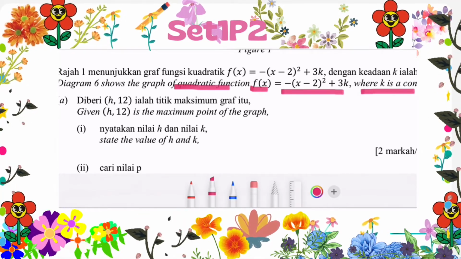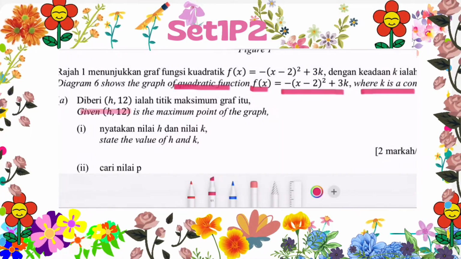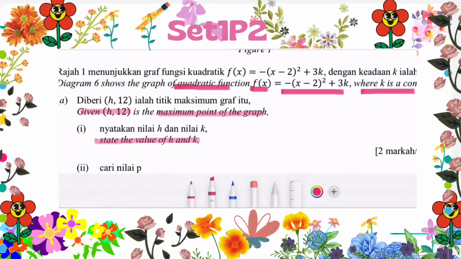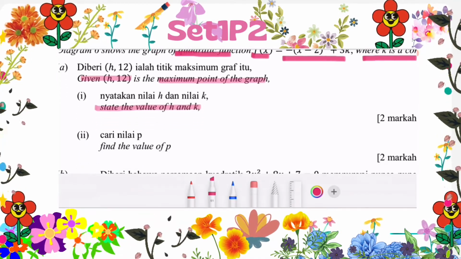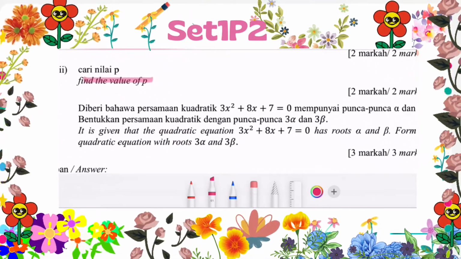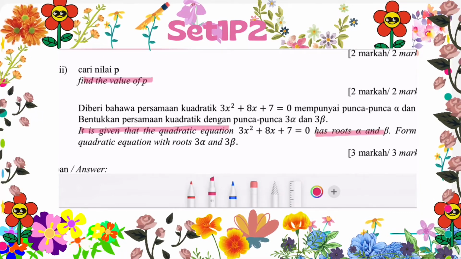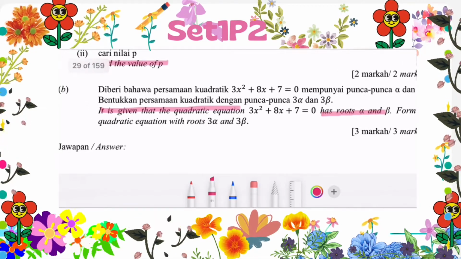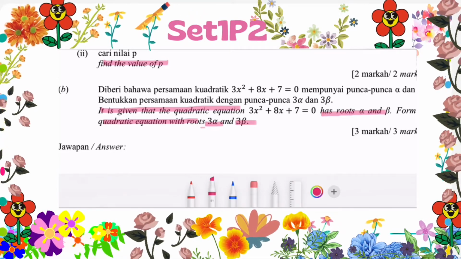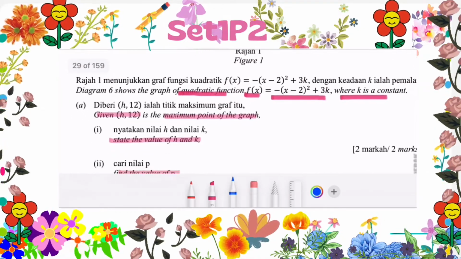Right, so let's highlight the important keywords. Given that (h, 12) is a maximum point of the graph, state the value of h and k, and then you have to find the value of p, and then we are going to solve this. It is given that the quadratic equation has roots alpha and beta, form a quadratic equation with roots 3 alpha and 3 beta. Right, so let's get started with the solving problem involving quadratic function and equation.